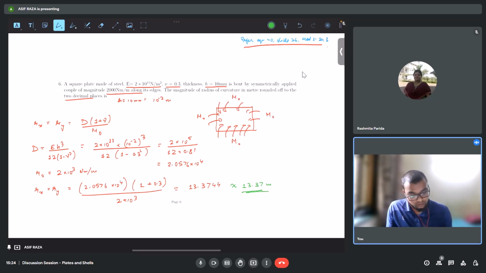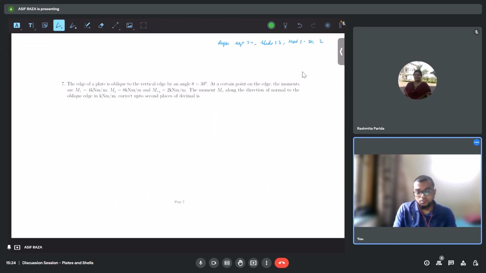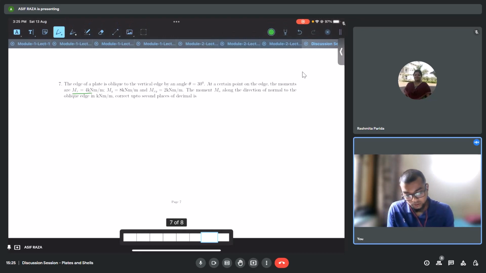Now let's move on to the seventh question. The seventh question is: the edge of a plate is oblique to the vertical edge by an angle theta equal to 30 degree. At a certain point on the edge, the moments are mx equal to 4 kilonewton per meter, my equal to 8 kilonewton per meter, and mxy equal to 2 kilonewton per meter. The moment Mn along the direction of normal to the oblique edge in kilonewton per meter, correct up to second places of decimals, is.